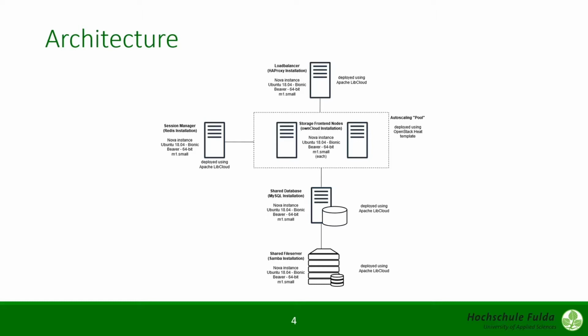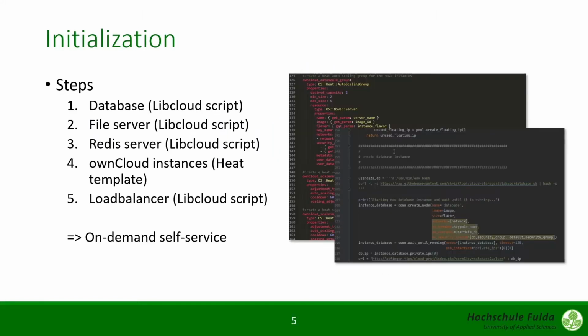All instances are OpenStack Nova instances running on a Ubuntu 18.04 OS, and the instances are flavored as M1 small. Apart from the autoscaling OwnCloud instances, which are deployed using an OpenStack Heat template, all other instances are initially deployed via Python scripts using libcloud. To initialize the setup, we run the scripts and the template in the following order.